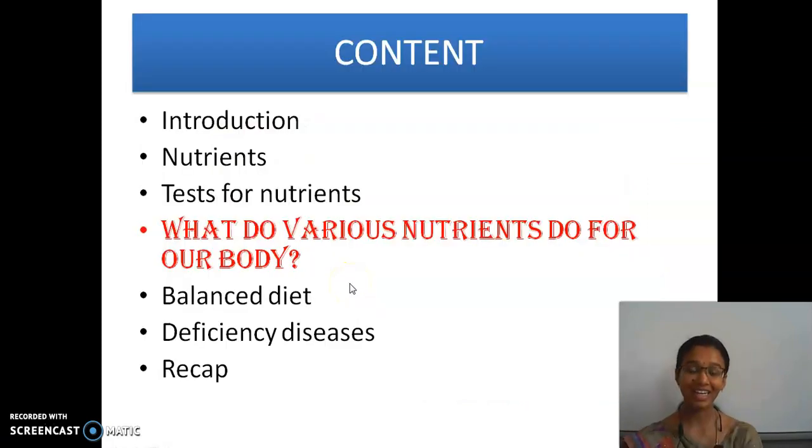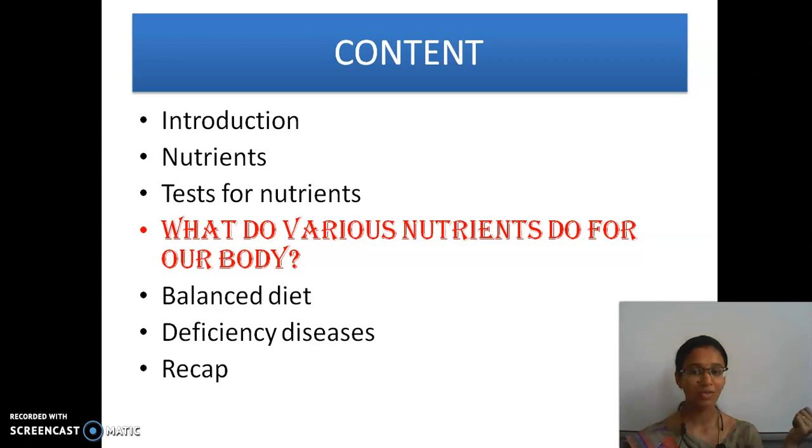What are the contents which we are going to see today? Yesterday we have seen the introduction, nutrients and tests for nutrients. Today we will be seeing what various nutrients do for our body. What is the need of taking different types of nutrients? If you are eating rice, can we eat only rice? Why is there a need to eat chapati, dosa, idli, biryani, puri, etc.?